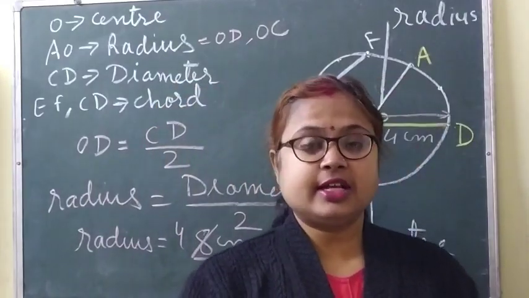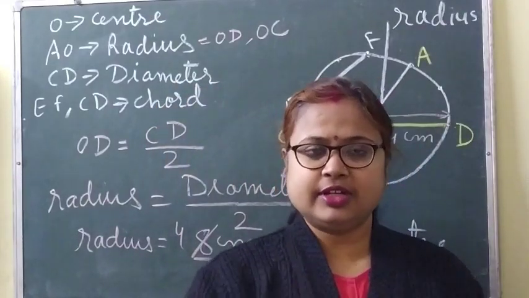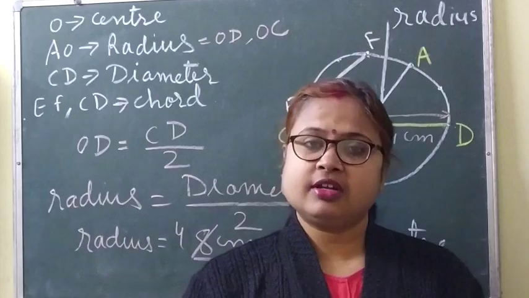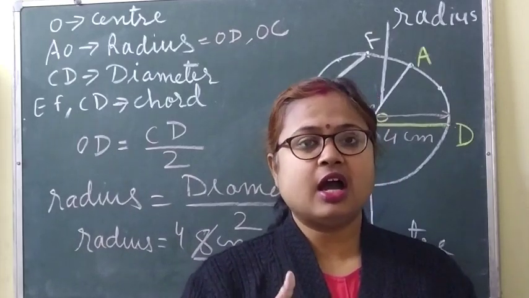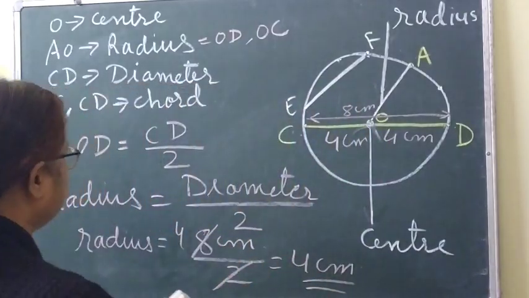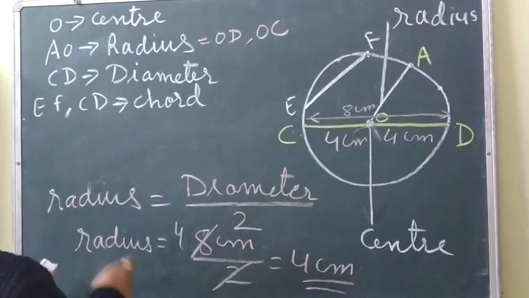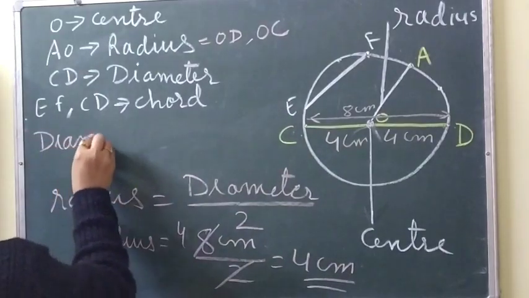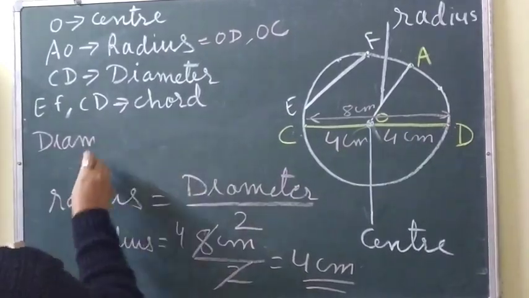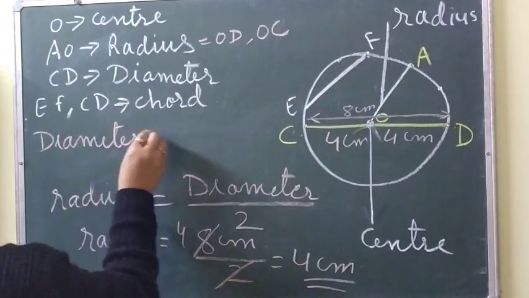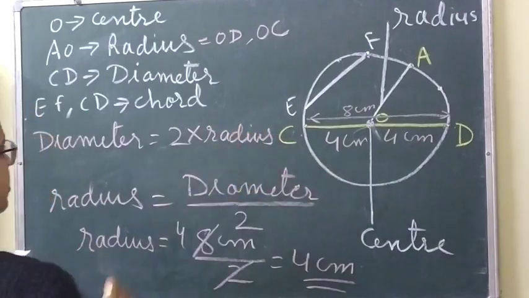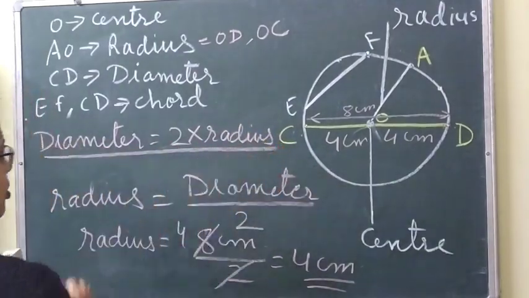Same way, now you solve. If diameter is 10 centimeter, then what will be the radius? Very good, 5 centimeter. Because diameter is twice the radius, or we can say radius is half of the diameter. We can say this also, that diameter is twice the radius. This is the formula.